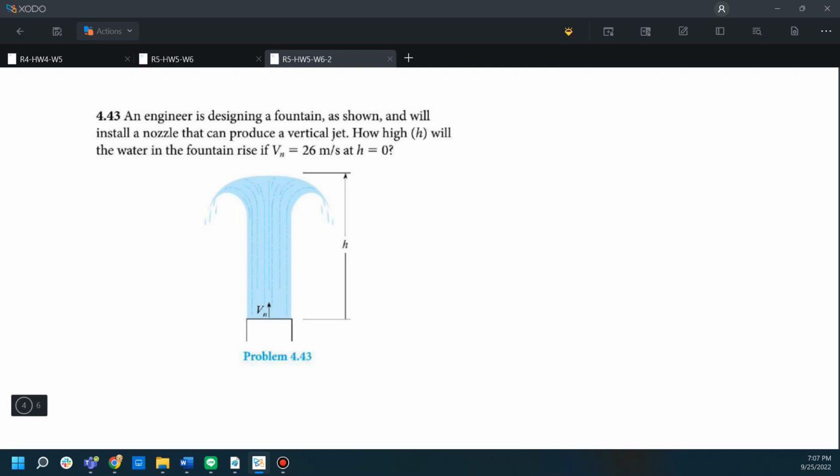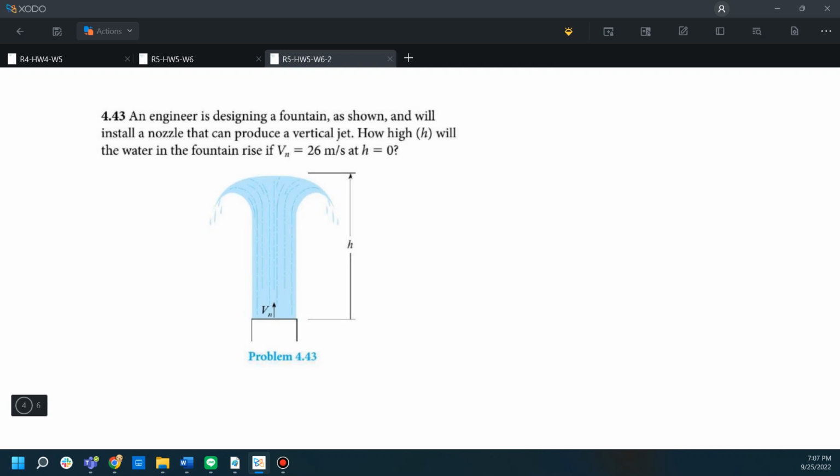Problem 4.43: an engineer is designing a fountain as shown and will install a nozzle that can produce a vertical jet. How high, which is this h, will the water in the fountain rise if the velocity at this nozzle is 26 meters per second and z is equal to 0? So v is equal to 26 meters per second. And for this problem, we'll apply the Bernoulli equation.